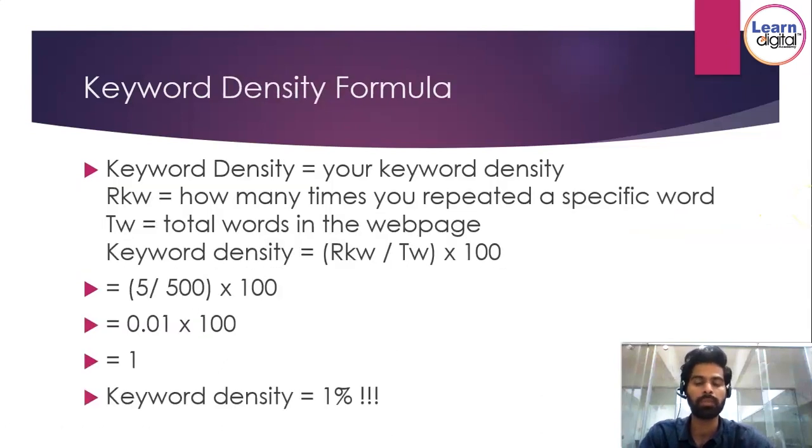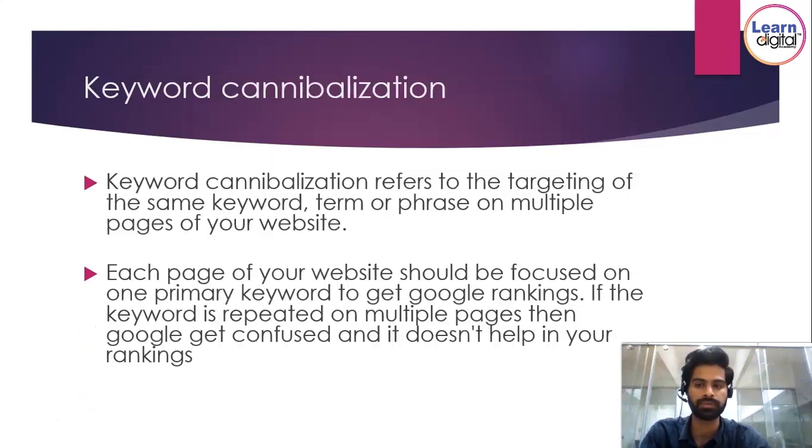Do not go beyond 2.5% or 3% or 5%. It's not good. If you use the same keyword multiple times, then Google will not be able to rank your pages, because Google thinks that you are using some deceptive methods to rank your pages. So never ever do this. Try to use the keywords between 0.5 to 2.5%.